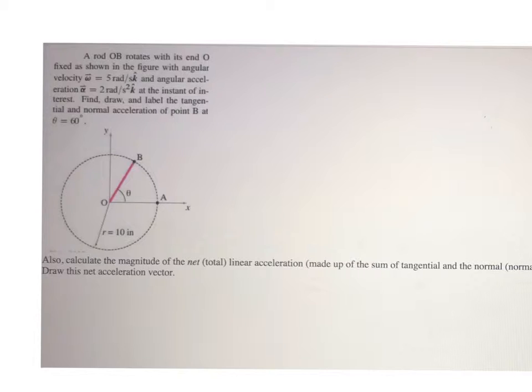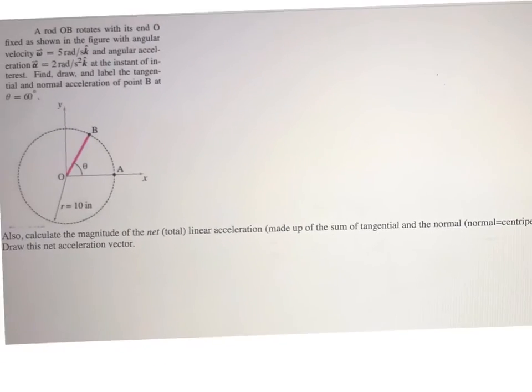Also calculate the magnitude of the net total linear acceleration, made up of the sum of the tangential and the normal components, at the instant shown in the picture. Draw this net acceleration. This is very, very simple.